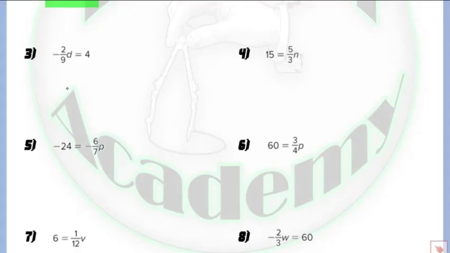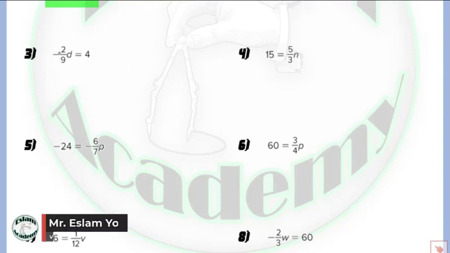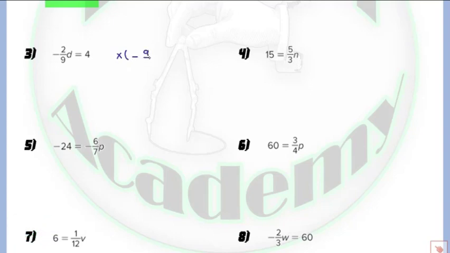In question number 3, we have negative 2 over 9d equals 4. Just multiply by the coefficient. If the coefficient is positive, we just multiply by a positive number. And if the coefficient is negative, we just multiply by a negative number. Now the coefficient that we have is negative 2 over 9. So we just multiply it by the negative of the reciprocal of the fraction, which is negative 9 over 2. Negative 2 over 9 multiplied by negative 9 over 2, negative times negative equals positive. 2 over 9 multiplied by 9 over 2 equals 1. Then write d. 4 multiplied by negative 9 over 2, the answer would be negative 18. So the solution will be negative 18.